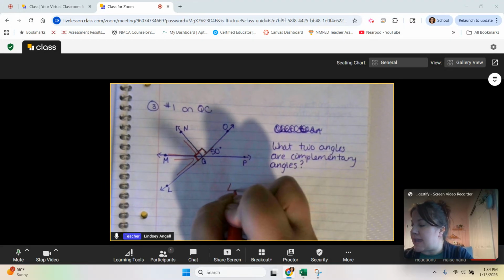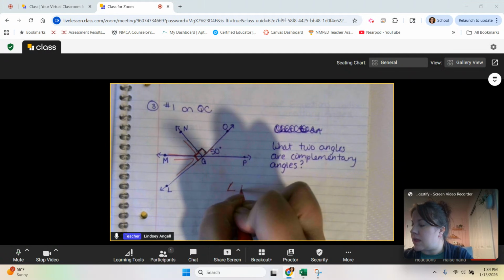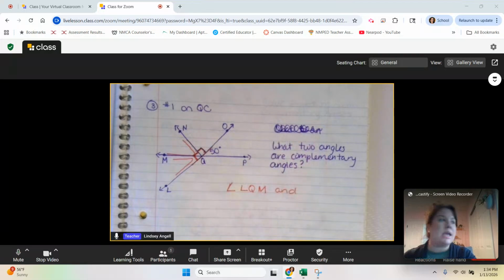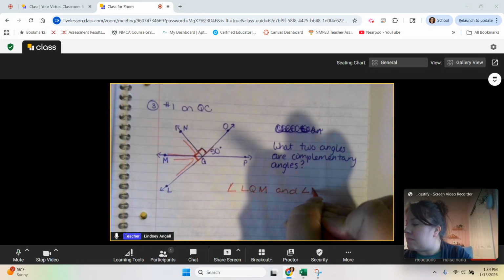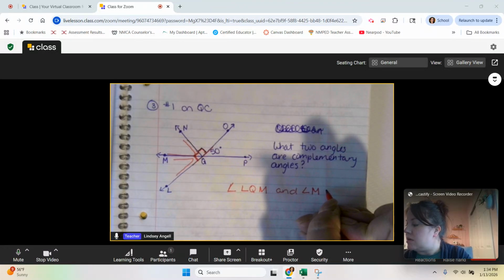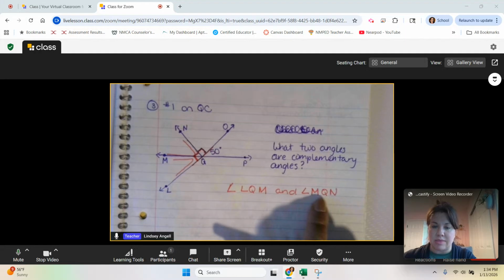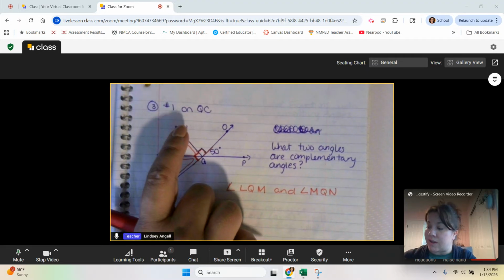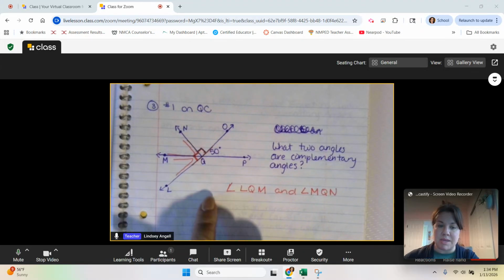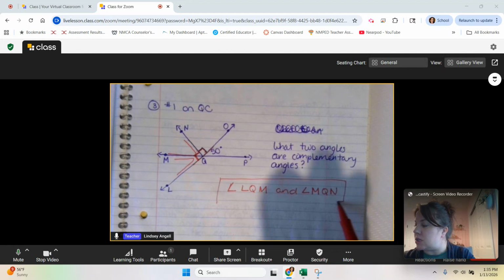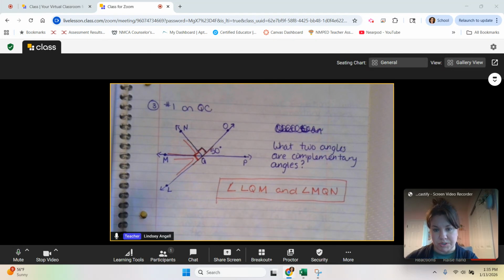So for this, we would say angle LQM, and then the next one would be angle MQN. I was only checking to make sure that I had these in the right order that matched the one on your quick check. Because you could technically say NQM, but being that we were going from left to right, we'll list them like that. So those two are complementary to each other.